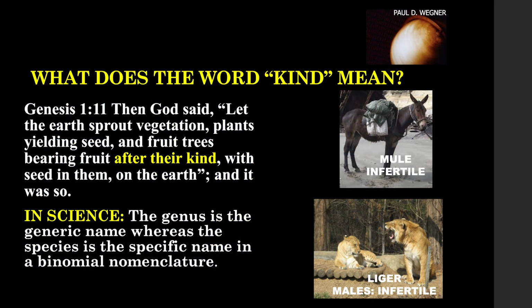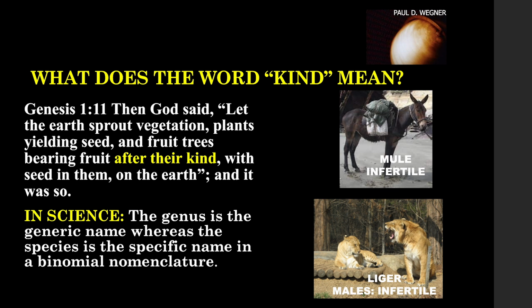There are a few other things in chapter 1 that we'd like to go back and talk about. Like in chapter 1, verse 11, it says, and God said, let the earth sprout vegetation, plants yielding seed and fruit trees, bearing fruit after their kind, with their seed in them on the earth, and it was so. So I wanted to talk a little about what the word kind means.